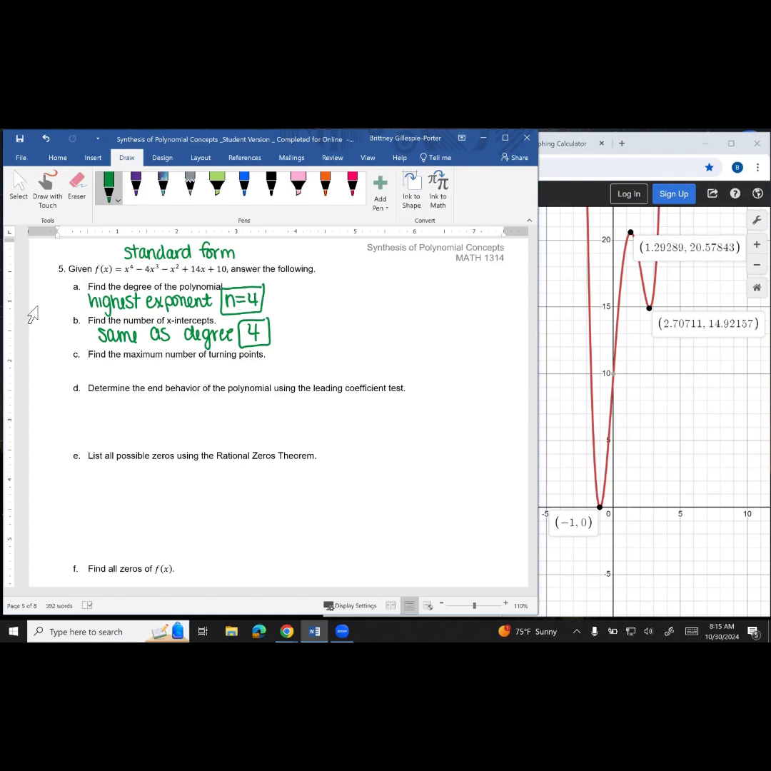Max number of turning points is always n minus 1. So when we're going from degree to turning points, we subtract 1. When we're going from turning points to degree, we add. But here we're going to have 4 minus 1, which gets us 3 maximum turning points.